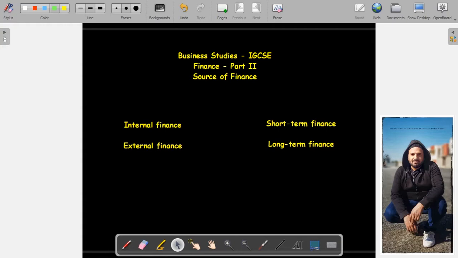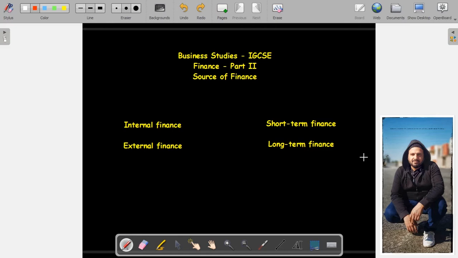In this topic, we will talk about the different sources available as finance methods. In part 2, I'm going to focus mainly on internal and external finance. This will be discussed in part 3. So internal and external finance will be our focus on the source of finance.